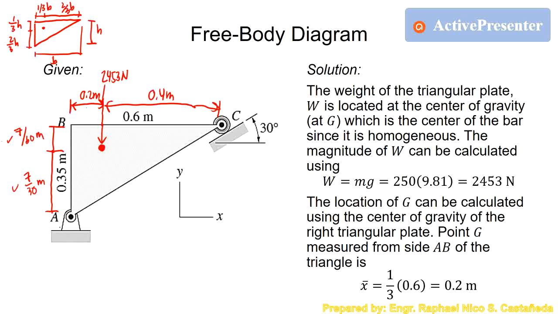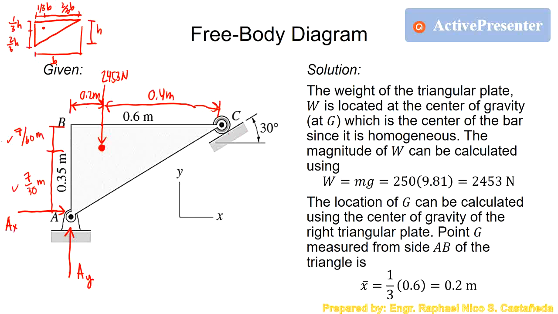So we don't need these two distances right here, because the important ones are 0.2 and 0.4. If we calculate the reactions, we will not use these two values here. We will only use 0.2 and 0.4. Then for the reactive forces, we have AY, because this is a pin, so we will resolve this into vertical and horizontal forces, AY and AX.